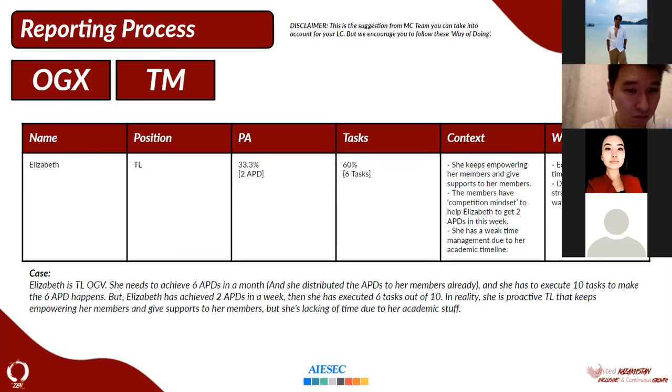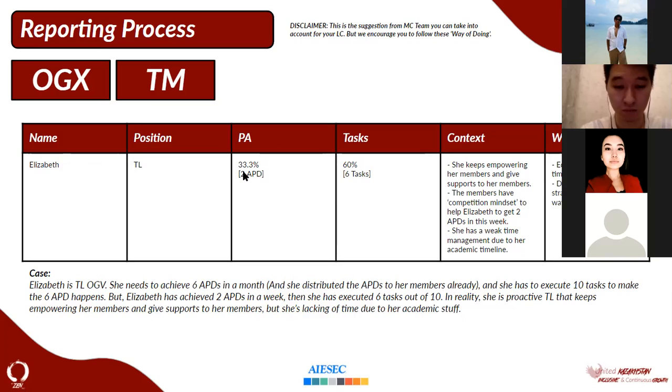Case, okay, Elizabeth is the team leader of OGV. She needs to achieve 6 approved in a month, and she has distributed the approved to her members already, and she has to execute 10 tasks to make the 6 approved happen. But Elizabeth has achieved 2 approved in a week, and she has executed 6 tasks out of 10. In reality, she is a proactive TL that keeps empowering her members and gives support to her members, but she is lacking time due to her academic stuff. So this is what the reporting should be. Let's say name Elizabeth, position TL, PA.